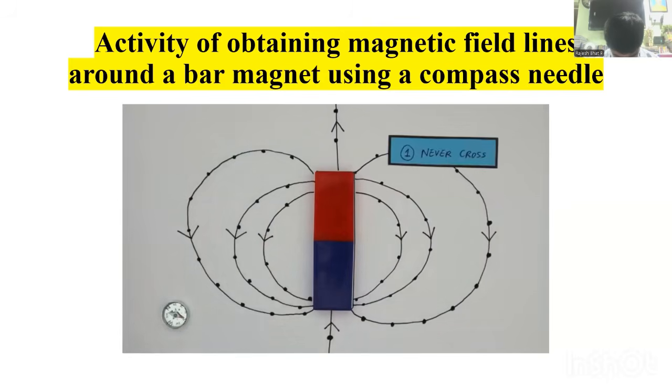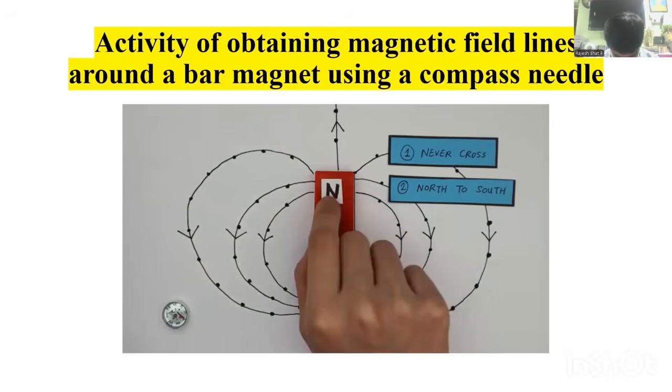Number 1, magnetic field lines never cross each other. They never overlap. Number 2, they always point from the North Pole of the magnet to its South Pole. North into South, so that must mean that this is North and this is South.